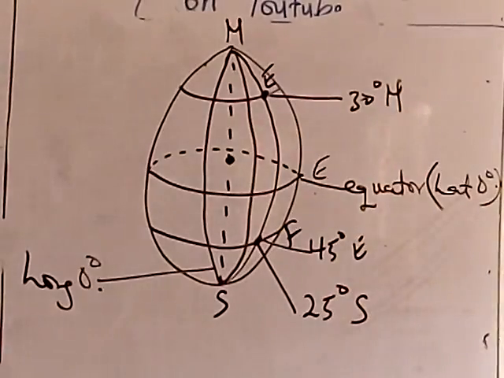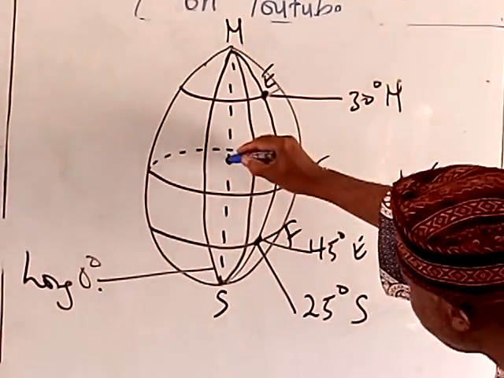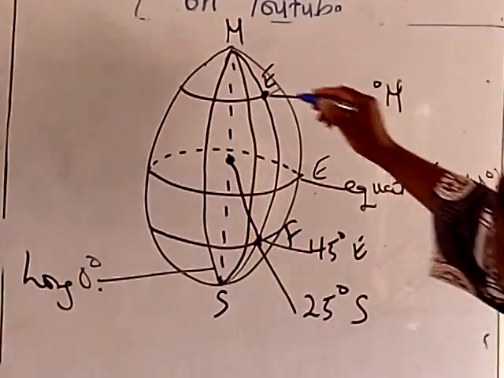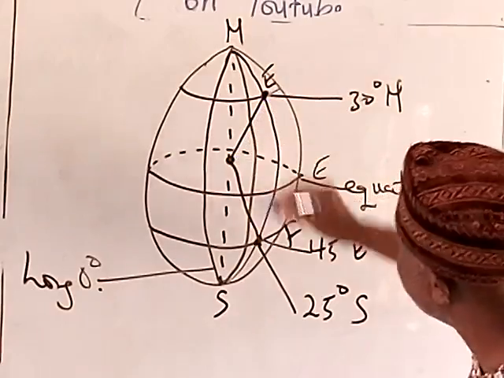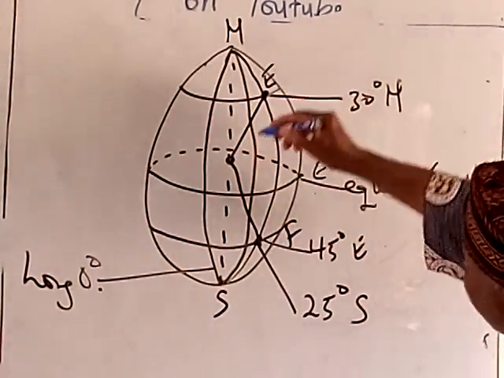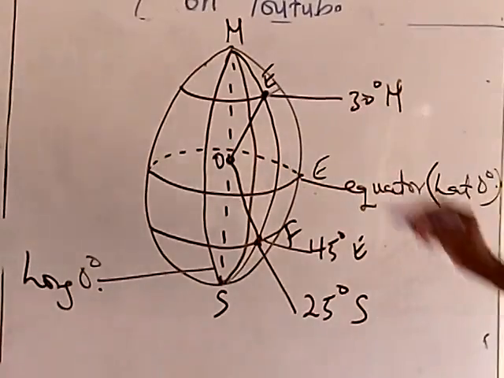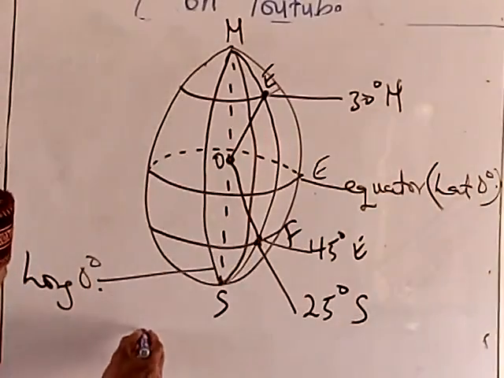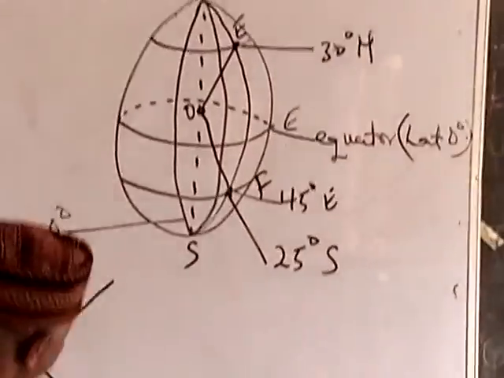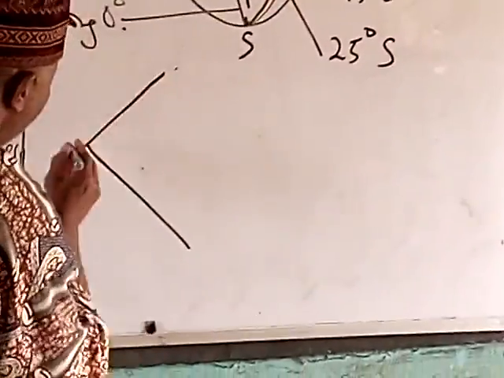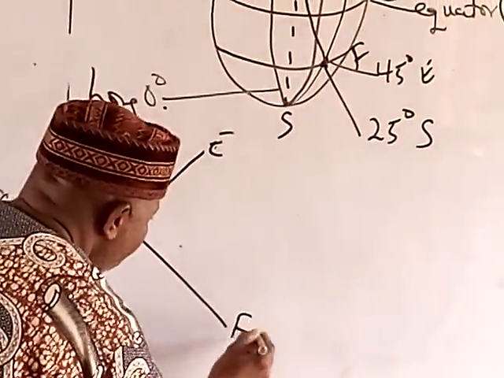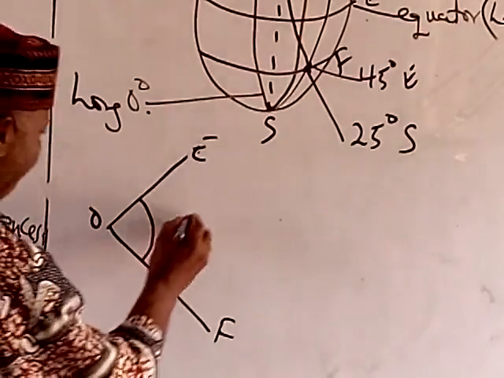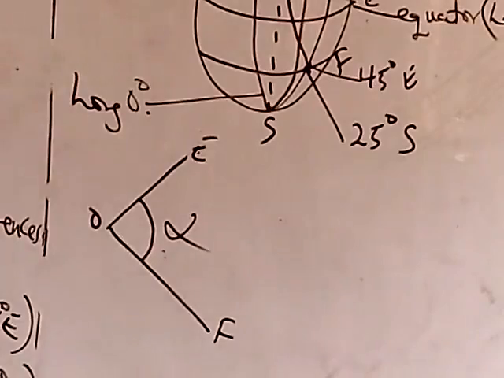Then from the center to this arc is the radius of the arc, and from here is also the radius of the arc. So you have this as the center O. So you have OE and OF. You have it in this form. Let's have this angle, let's call it alpha.